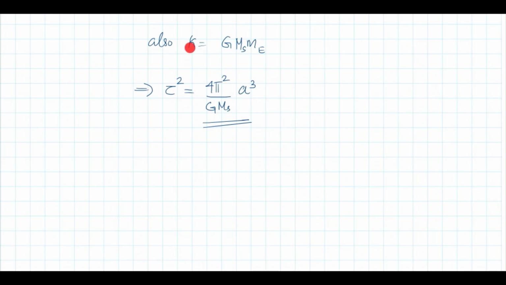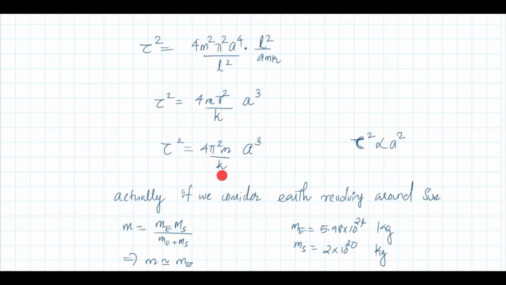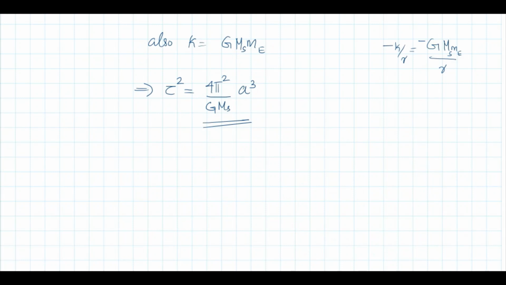Also K, in the case of the Kepler problem, we take the potential as minus K by r, but for planetary motion, K is G M m. And if Earth is moving around Sun, these will be Ms and Me. So this K is actually G Ms Me. If you substitute here, Me will cancel and you will get 4 pi square over G Ms into a cube. So this is the proportionality constant between tau square and a cube. So this is the third law of planetary motion. Square of period of revolution is proportional to cube of semi-major axis.